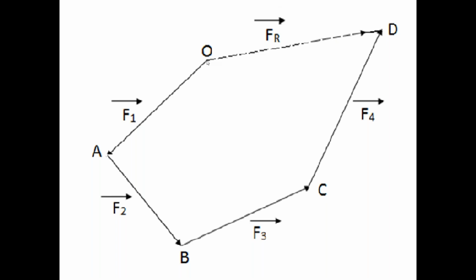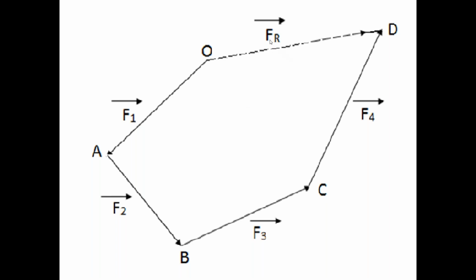Then this closing side in the opposite direction is the resultant force of the four forces F1 bar, F2 bar, F3 bar, and F4 bar. This we call the polygon law of forces. Here, everyone should understand that we have this resultant force only if the polygon is an open polygon.